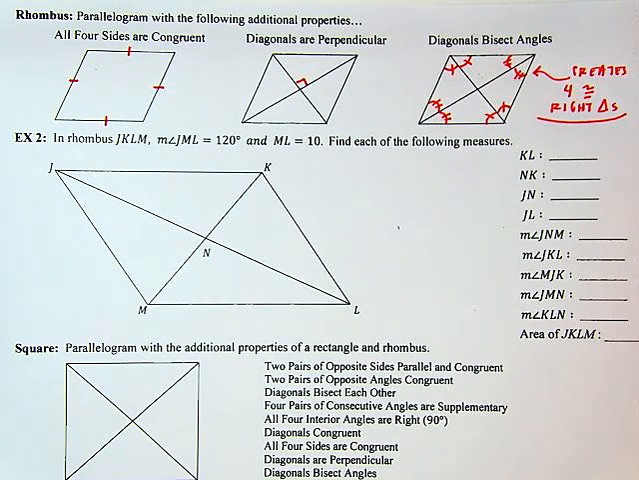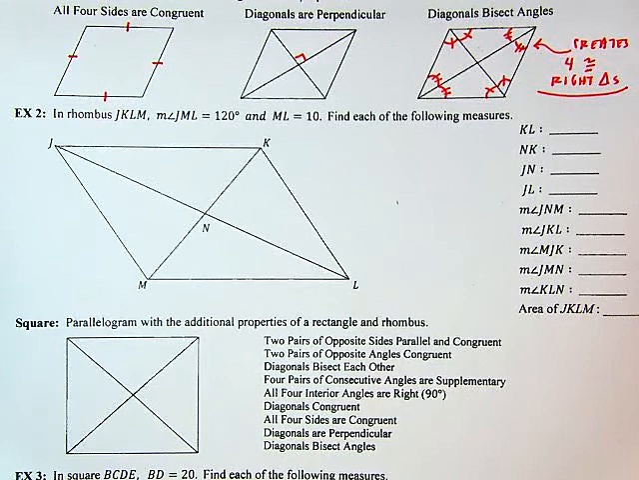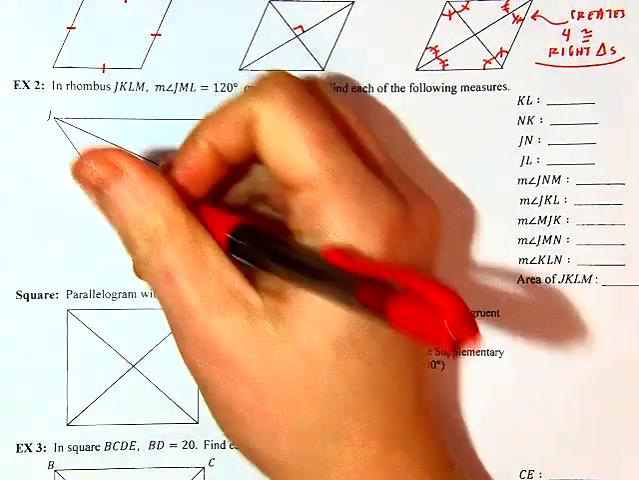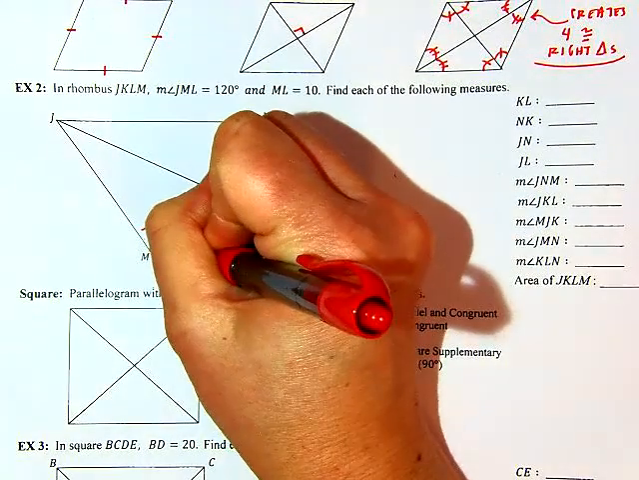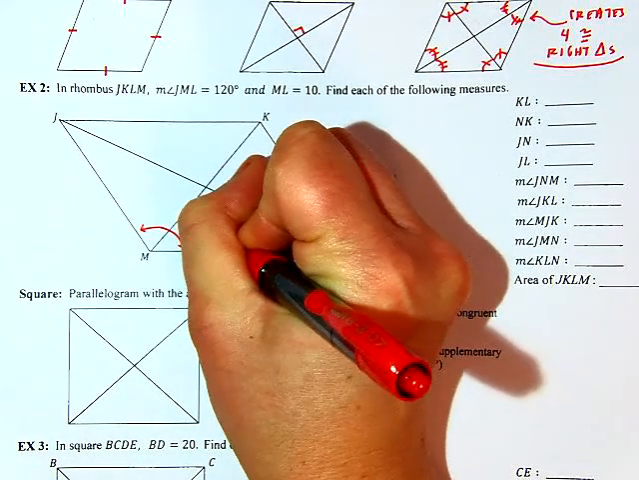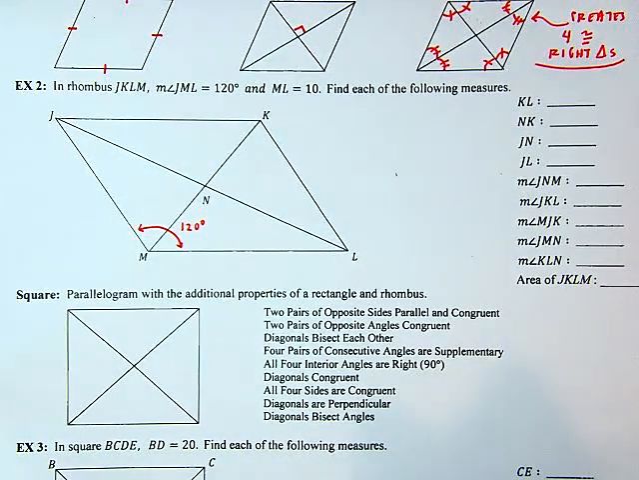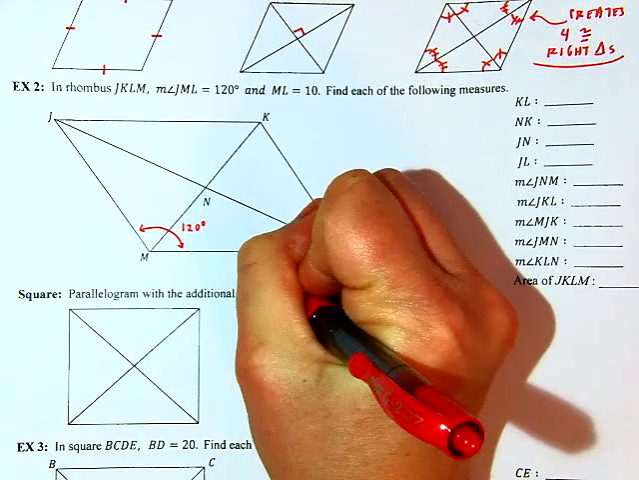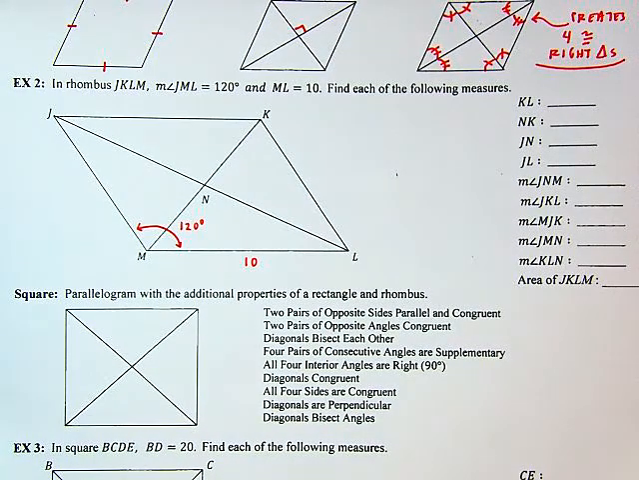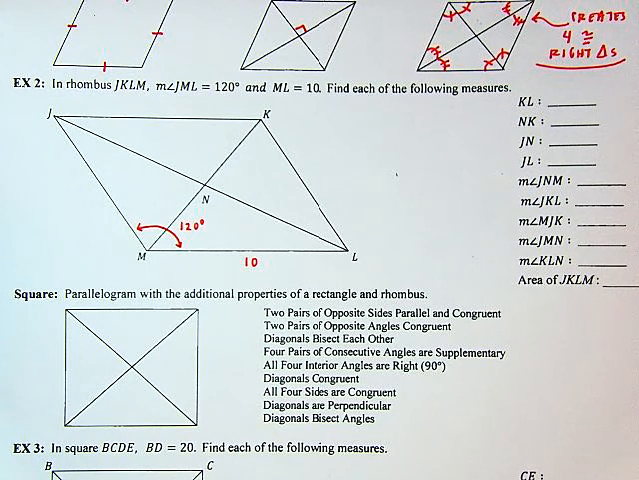Okay, so now my quadrilateral puzzle that deals with a rhombus. So I'm going to mark all of my givens in red. So JML here, I'm telling you is 120. And ML is 10, and that's all I'm giving you, but you actually do have enough to get to all of the other missing parts. Let me show you how.